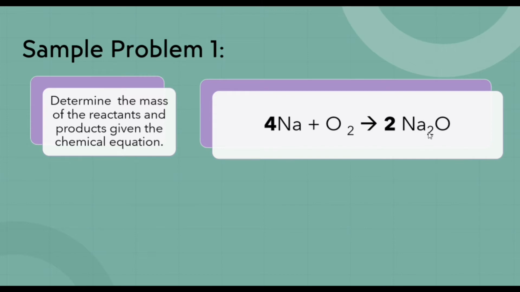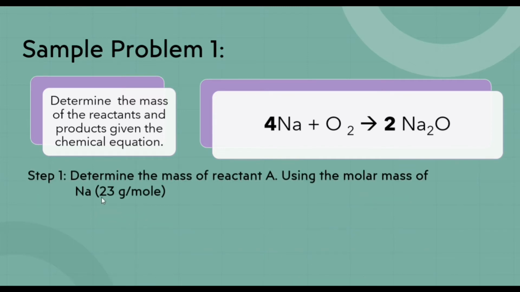If you want to determine the number of mole in a chemical reaction, simply look at the coefficient. So we have 4 as a coefficient for sodium, and then 1 oxygen, and for sodium oxide we have 2. So it means that we have 4 moles of sodium for every 1 mole of oxygen to produce 2 moles of sodium oxide. So these are the steps.